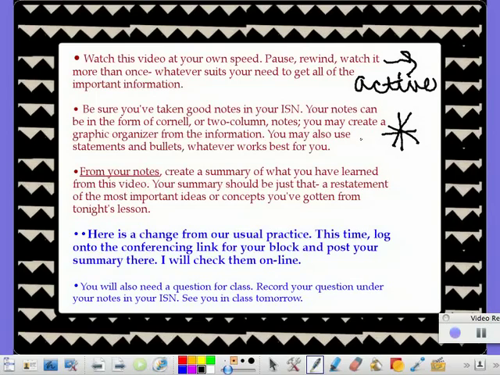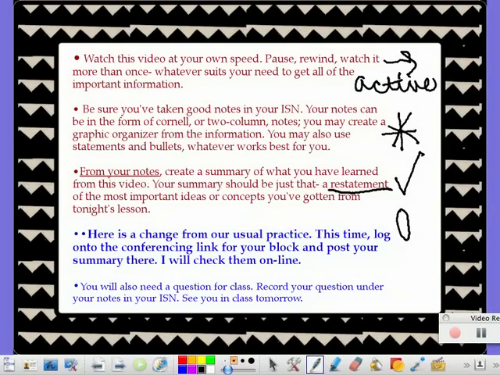A summary is an overview, and it's not going to give you enough to support your growth as a writer. You can do Cornell notes, 2-column notes. You can make a graphic organizer. You can make boxes and bullets. Whatever works for you, as long as you take notes. Once you have notes, then write your summary. Your summary is an overview, a restatement of the most important information in your notes.